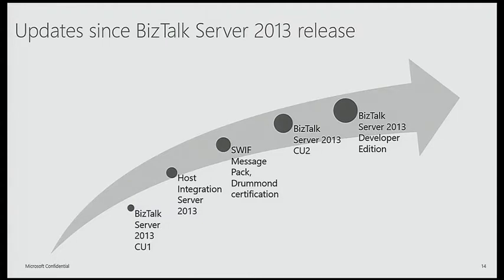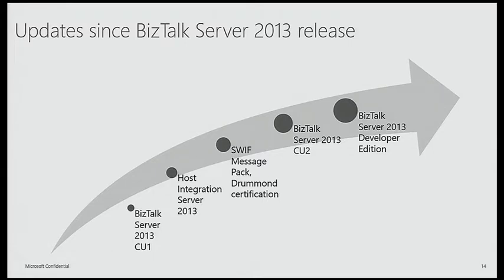The first thing is we released a CU1 for BizTalk Server within a week of the BizTalk Server release, and then made it automatically available to everyone through Microsoft Update. One of the primary reasons we did that was to make sure we treat the fixes which went into that CU as critical for all customers. So we went ahead and did that release within a week. And then Paul is going to talk about HIS in the coming minutes, and HIS was released as well.